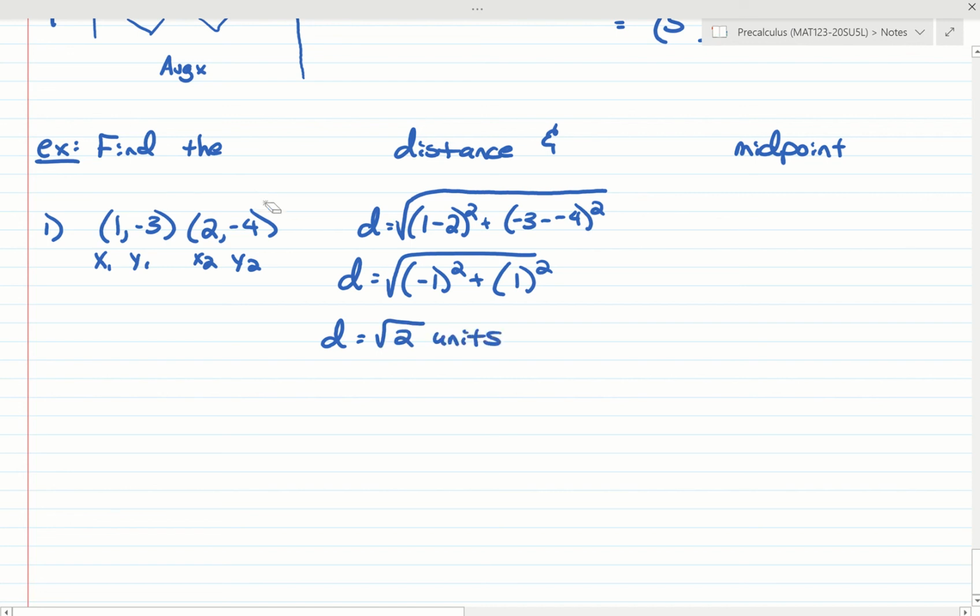As far as our midpoint, we're going to add the x coordinates, 1 plus 2, and then divide by the total number. We're going to add the y values and divide by the total number. So 3/2 and -7/2 would be our midpoint.